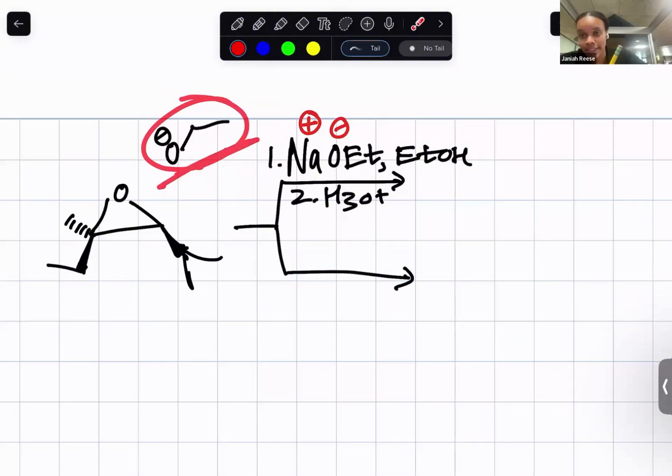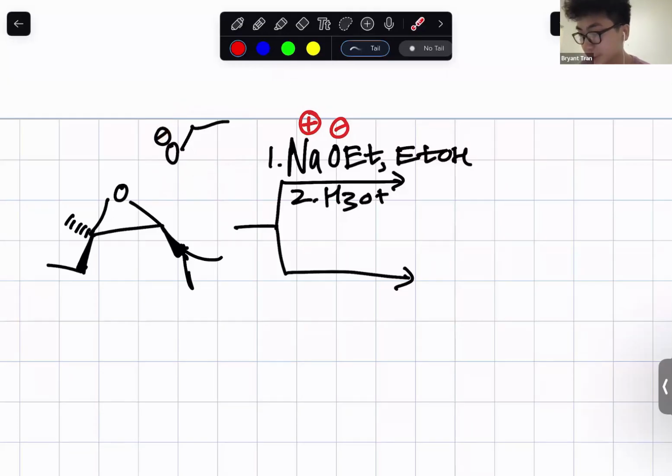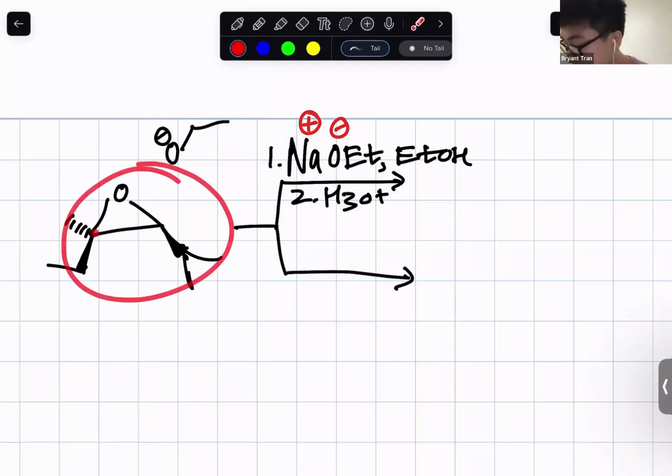This will be the nucleophile, because of the negative charge right here. And negative charges are nucleophiles, which would attack electrophiles, right? And we see that this epoxide right here has two carbon atoms that are partial positively charged. This carbon here is partial positively charged, and this carbon here is also partial positively charged, right?